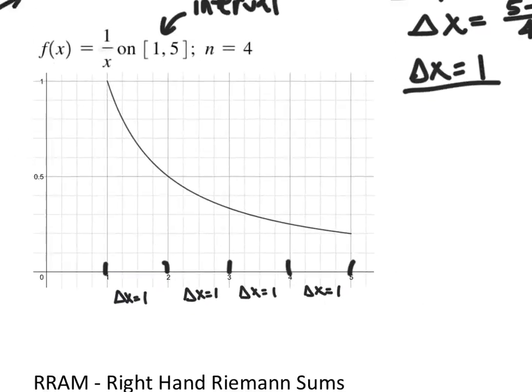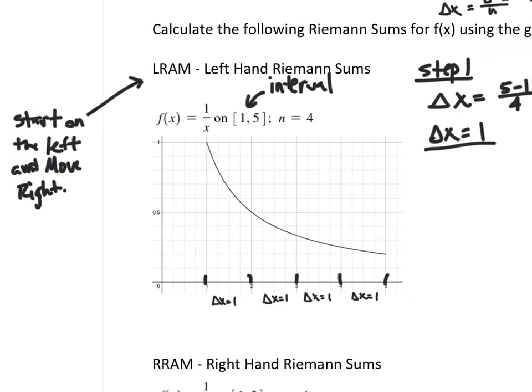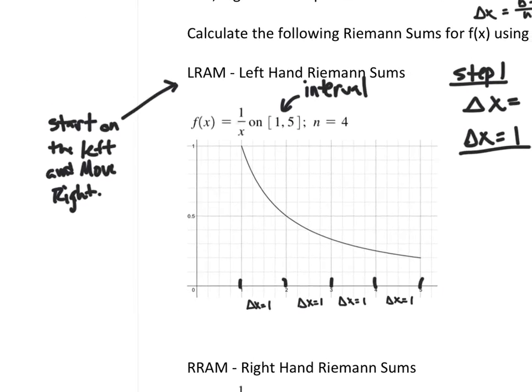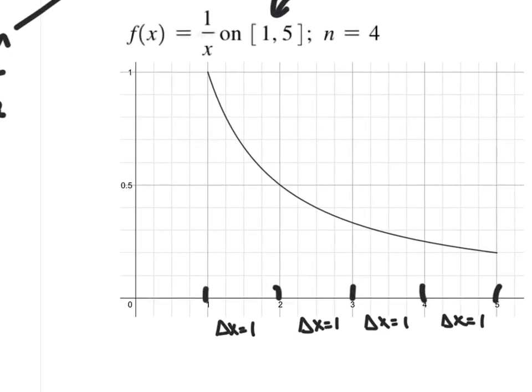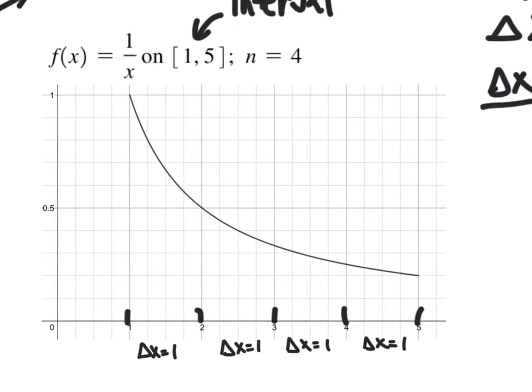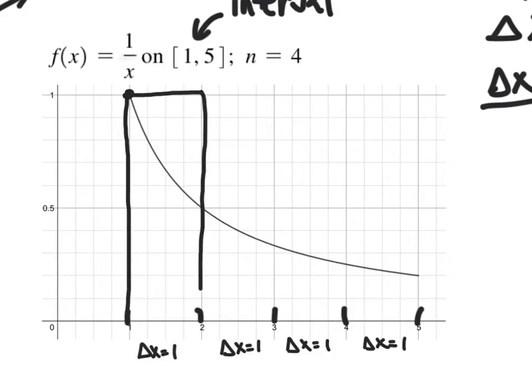Now I want to start drawing my rectangles, and this is the trickier part, just knowing what you're supposed to do. My method, if I'm doing LRAM, is to start on the left and move right. Let me show you what I mean. I'm going to draw a line going up at 1 until I reach my function, and then once I reach my function, I'm going to draw a rectangle over to the right, and then draw a line down.